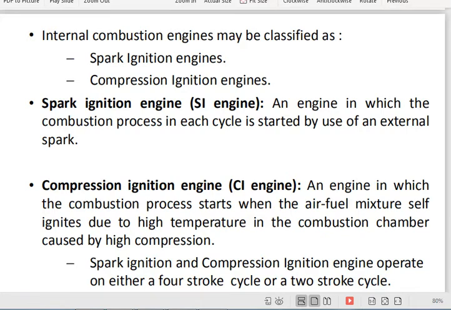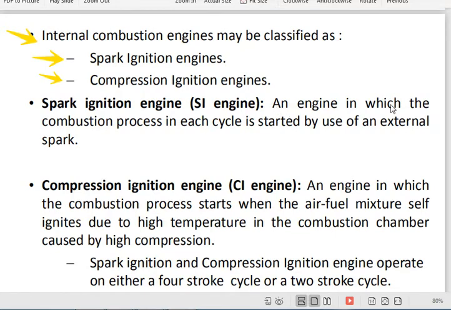So internal combustion engines are mainly classified into two categories. The first one is the spark ignited engine and the second is the compression ignited engine. Two categories, spark ignited and compression ignited engines. So let us see what is a spark ignited engine.